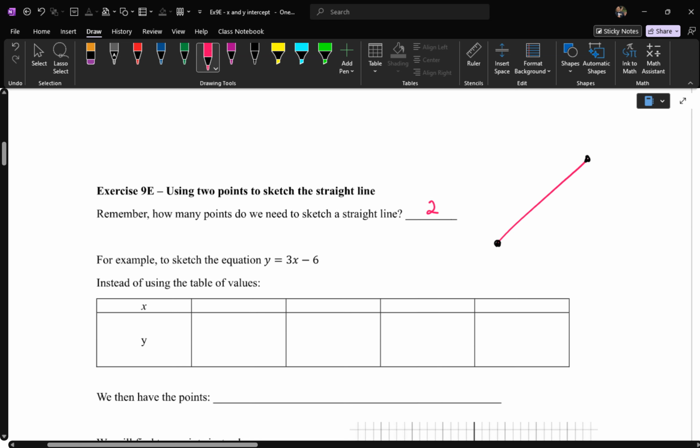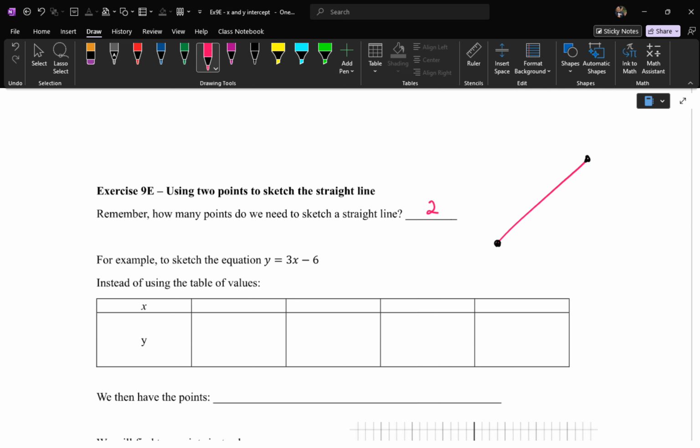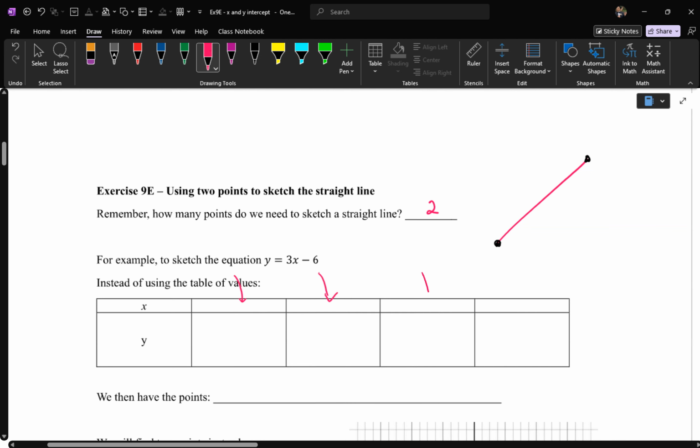Now, for example, to sketch the equation y equals 3x minus 6, what you did in the previous exercise was fill in this table here. And usually in the textbook, they give you the numbers up here for x. Technically, you could have made up those numbers. You could have said it's 0, 1, 2, and 3, because really all you're doing is coming up with a bunch of coordinates.